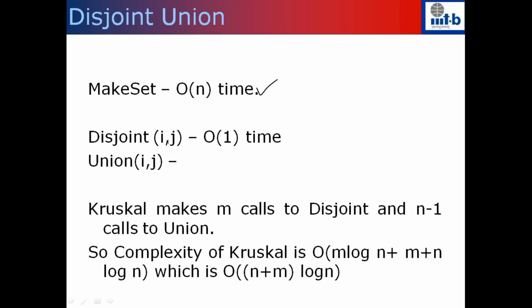So the cost of all the disjoint calls is order m, and all the calls to the union is order n into log n. So the total complexity of Kruskal is m log m plus n log n. The m log m is for sorting the edges in increasing order of weights, order m is for all the disjoint queries that I do, and n log n is the total complexity of all the unions. So Kruskal's algorithm, by using this method, can be implemented in order n plus m log n.